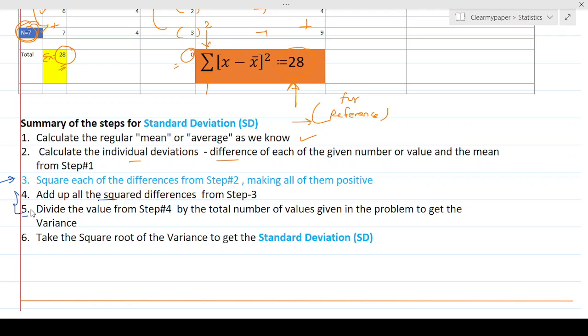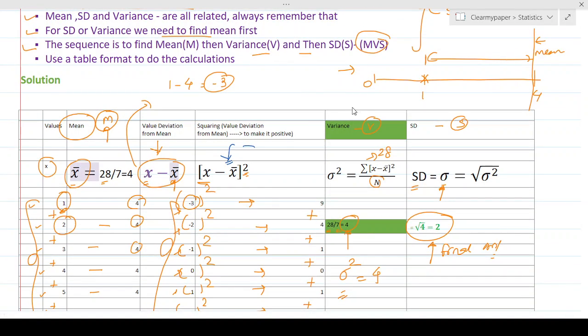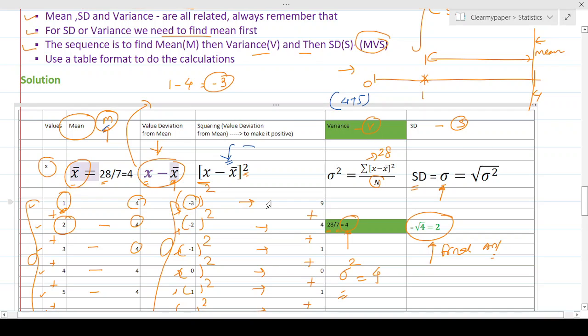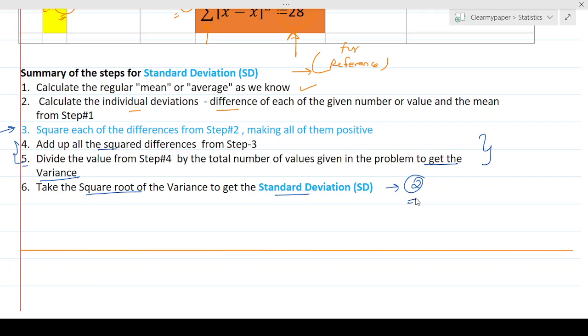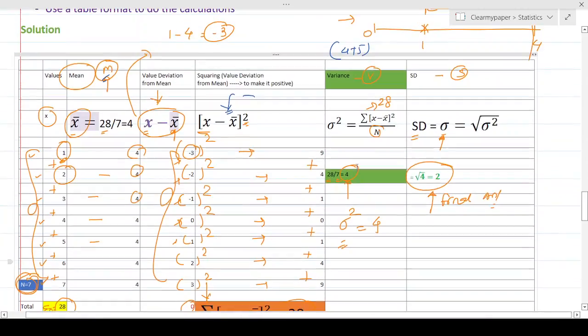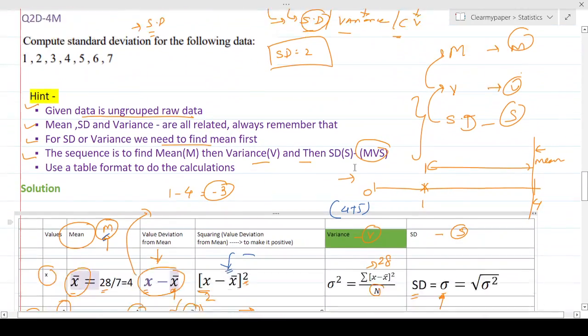So 4 and 5 will give us the variance, which is what we do here. There's a combination of 4 and 5 steps where we have found the M now, we have found the V, and the last step is S, which is the SD, standard deviation. And taking the square root of variance gives us the standard deviation, in which the answer is going to be 2. So that's how we calculate the standard deviation for ungrouped data.